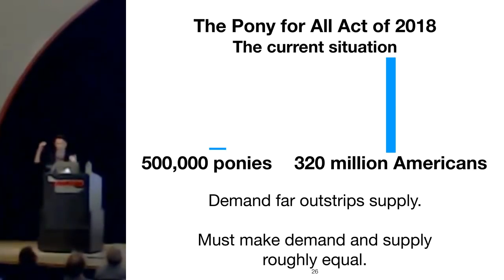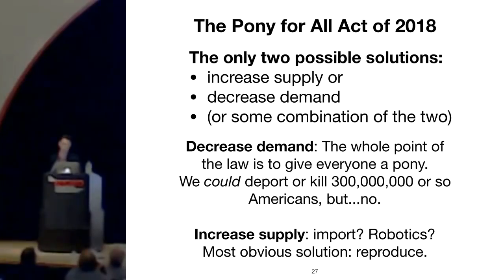So here is the current situation. We have 320 million Americans around, and we have approximately 500,000 ponies. Demand far outstrips supply. So we must make these things roughly equal. Demand must roughly equal supply, or we're going to have a very big problem. There's only one of two solutions. One is to increase supply, and one is to decrease demand, or some combination of the two.